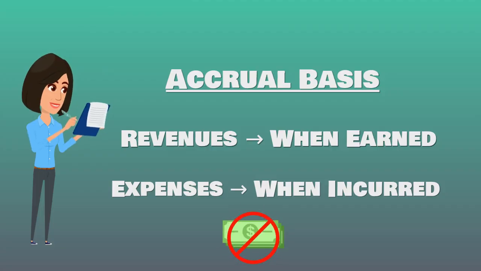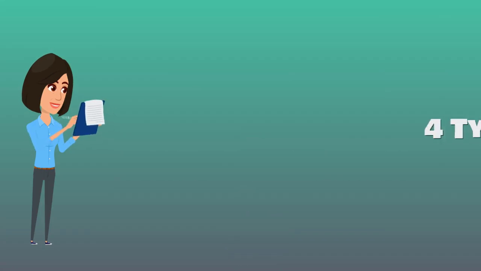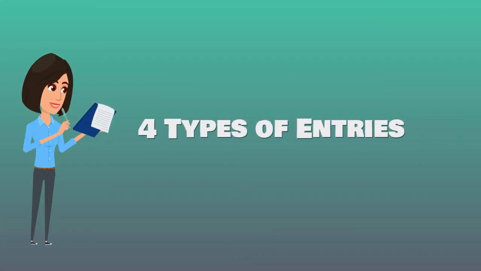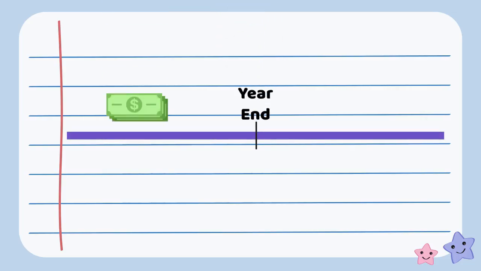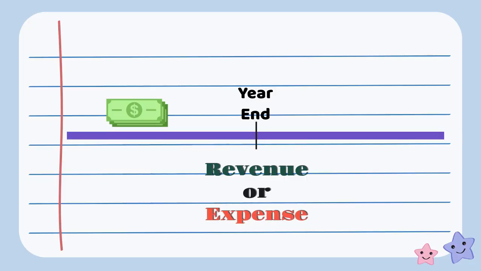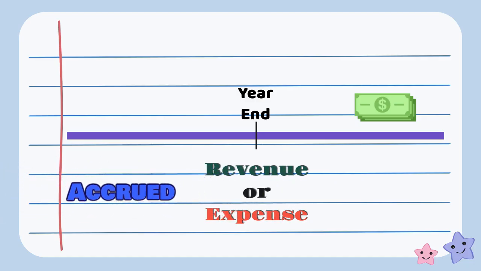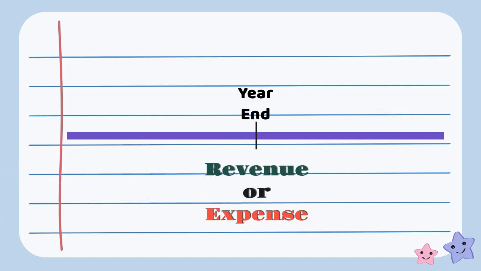This provides a more accurate picture of financial performance by matching revenues to the costs that generated them in the same period. There are four primary types of adjusting entries, and their treatment is really all about timing. If cash is received or paid before the period end of the year or end of the month, but the revenue hasn't been earned or expense hasn't been incurred yet, this is called a deferral. Alternatively, if the cash comes after the revenue has been earned or expense has been incurred, then we must accrue the revenue or expense at the end of the period. See, it's all about the timing.